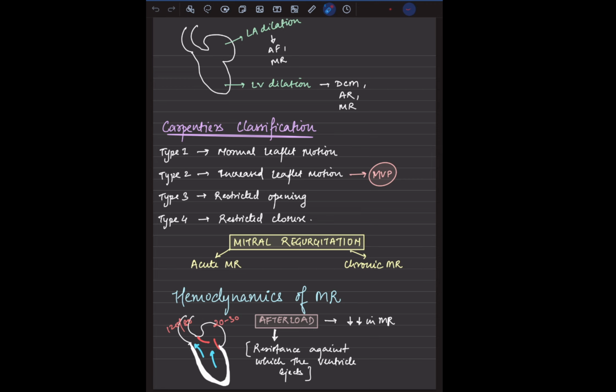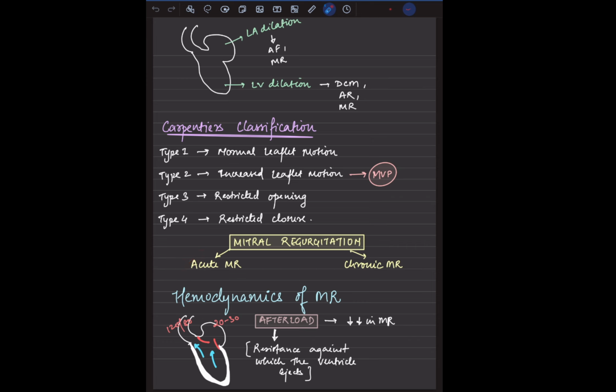Then the next thing is the Carpenter's classification. This is very important. This can be asked in the PG exams, or super specialty exams. Type 1 is a normal leaflet motion. Type 2 is increased leaflet motion. Type 3 is restricted opening. Type 4 is restricted closure. Okay, so mitral regurgitation has been divided into acute and chronic form.